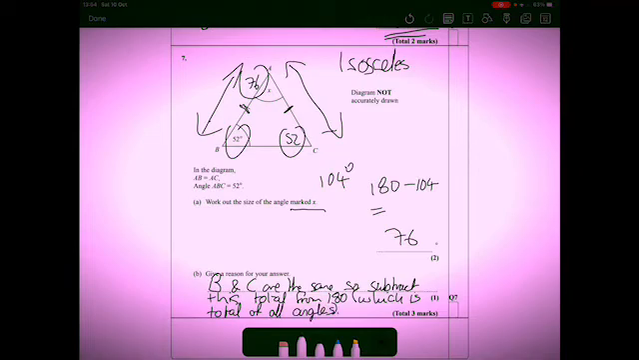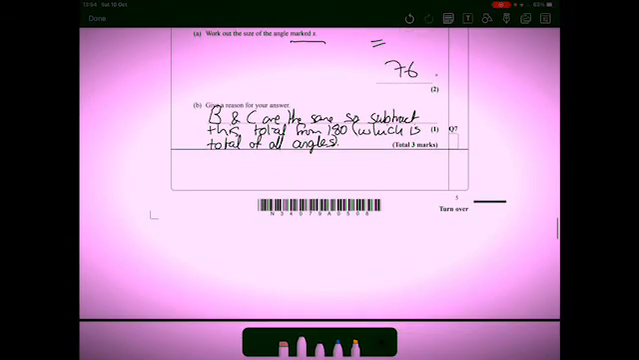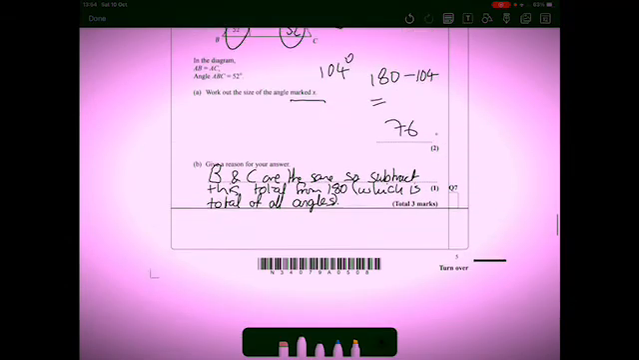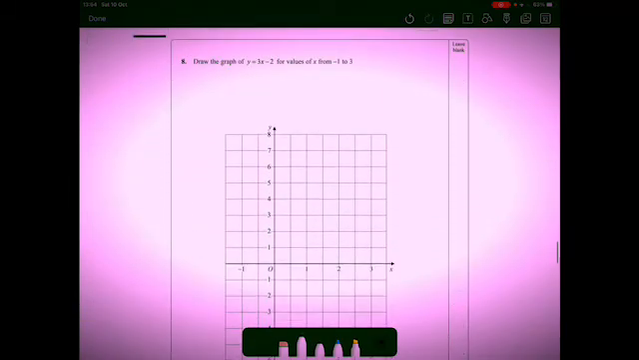You probably could just write because 76 plus 52 plus 52 adds up to 180. So I probably wrote that in a bit of a longer way, but as long as you're mentioning that the total number of degrees is 180 somewhere or other, you'll be okay.